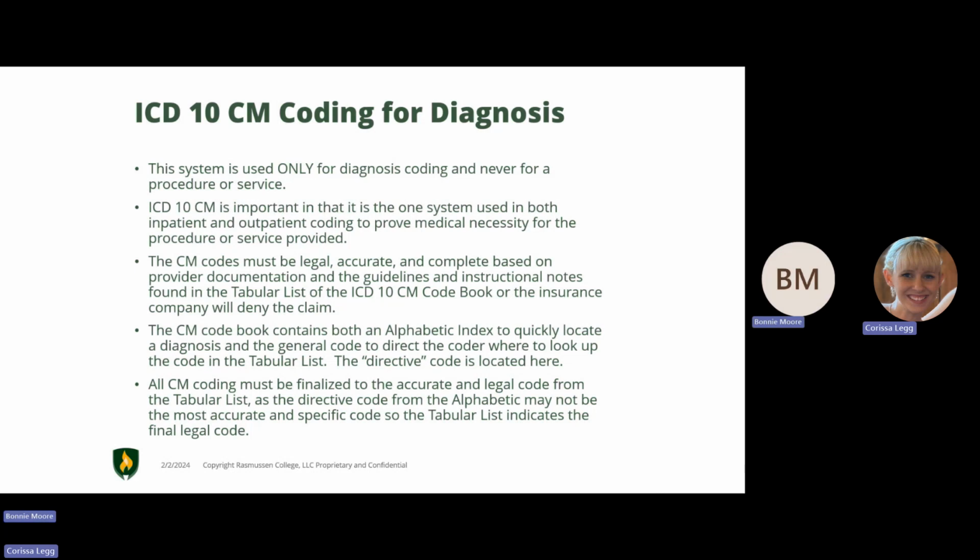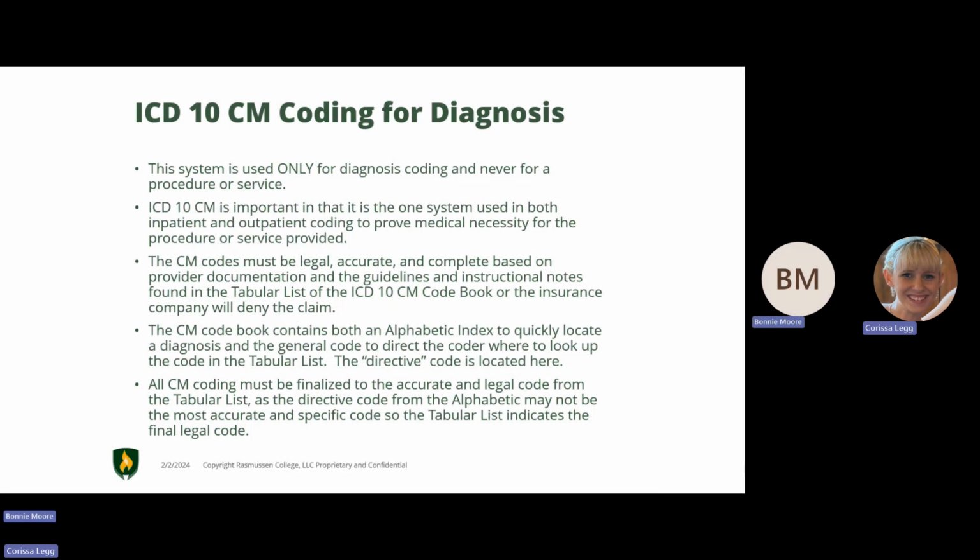So the CM code book contains both an alphabetic index and a tabular list. What I want you to be aware of is there's sections in the CM code book. Either your instructor has given you the code book at this point or will be when we look up codes, but I want you to be aware of how it's organized. You won't be dealing with a CPT code book or a PCS code book. We're just going to look at diagnosis codes for your exam.